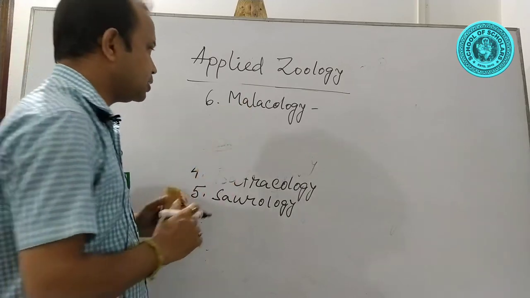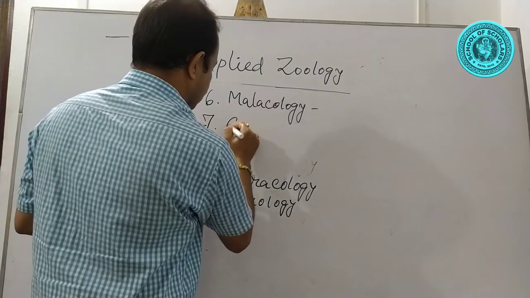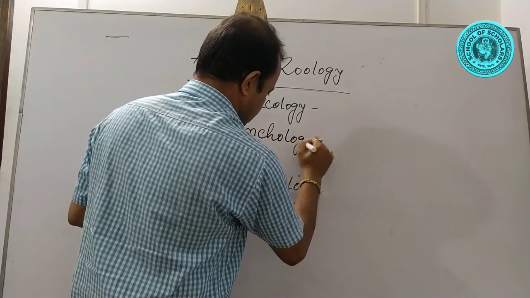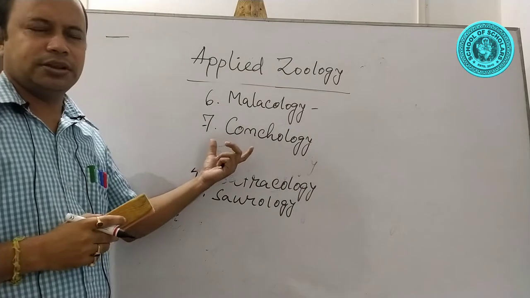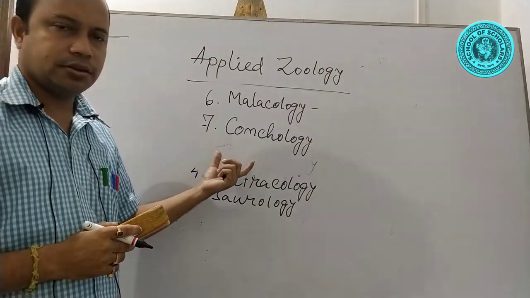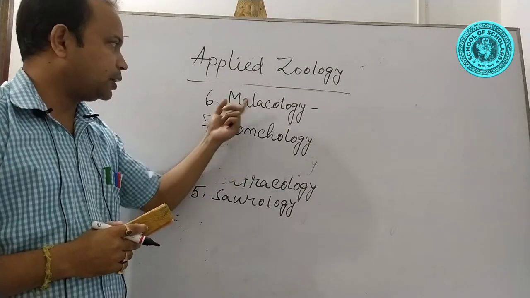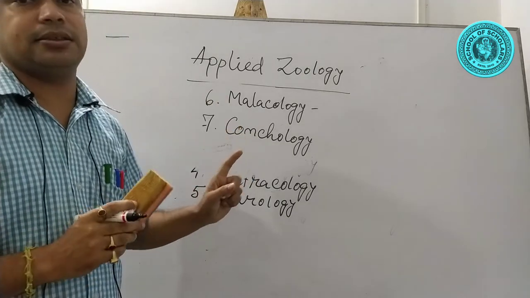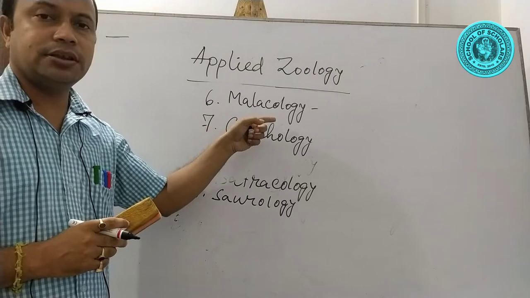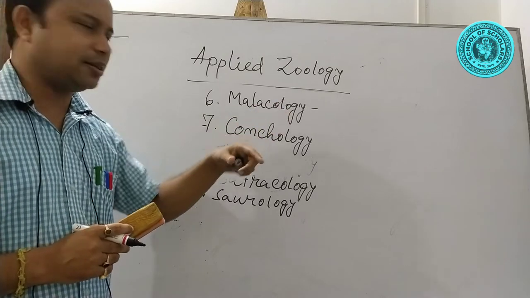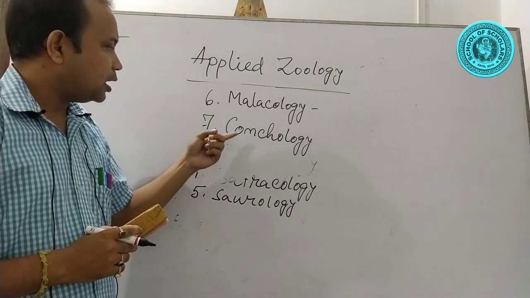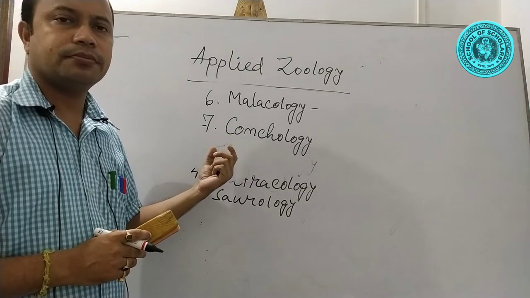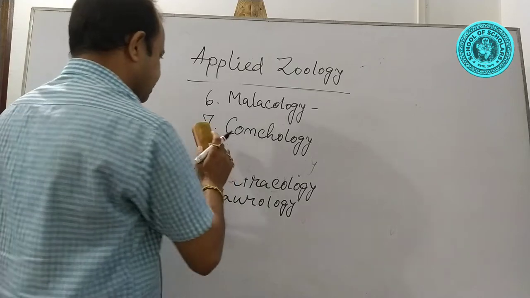There is a related branch, another branch. Conchology. This branch is related with malacology, but this branch deals with the study of molluscan shells. Malacology deals with the study of molluscan species, different types of molluscan species. And conchology deals with the study of molluscan shells.